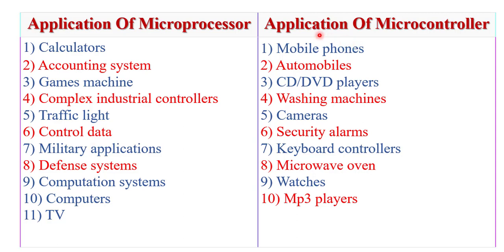Next is the application of a microcontroller. A microcontroller is used to perform a specific task, a specific application. So it is used in mobile phones, automobiles, DVD players, CD players, washing machines, cameras, security alarms, keyboard controlling, microwave ovens, watches, and MP3 players. All these are applications of a microcontroller. So these are the differences between microprocessor and microcontroller.